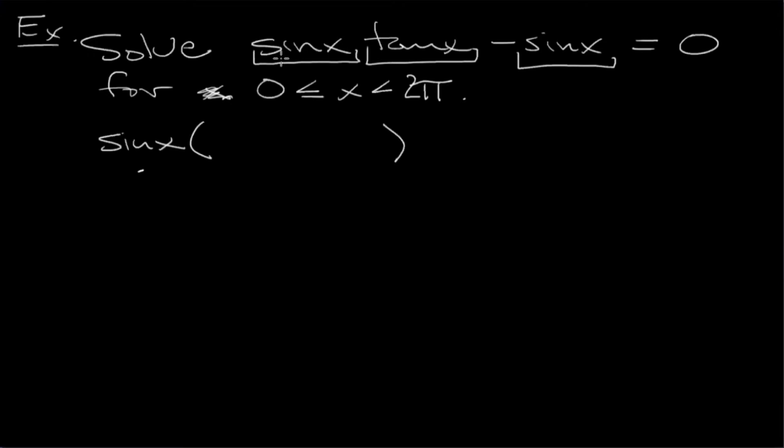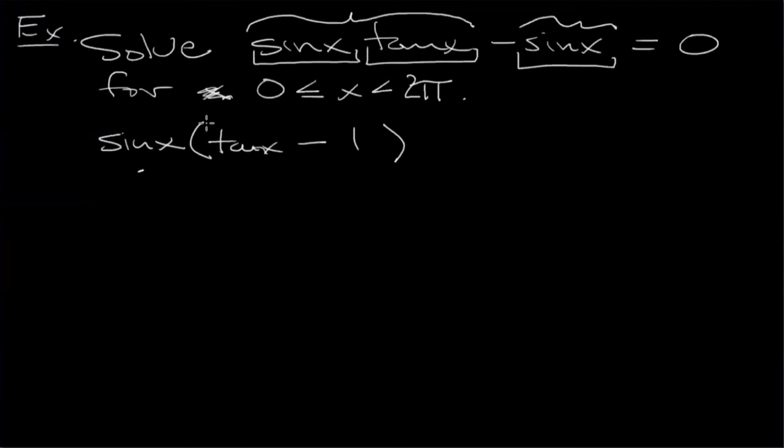So what I'm going to do is figure out sine of x times what would give me this expression. Tangent of x times sine of x would be this piece. And then 1 times, or -1 times sine of x would give you this piece. So then sine of x times tangent of x minus 1 would give you this piece.